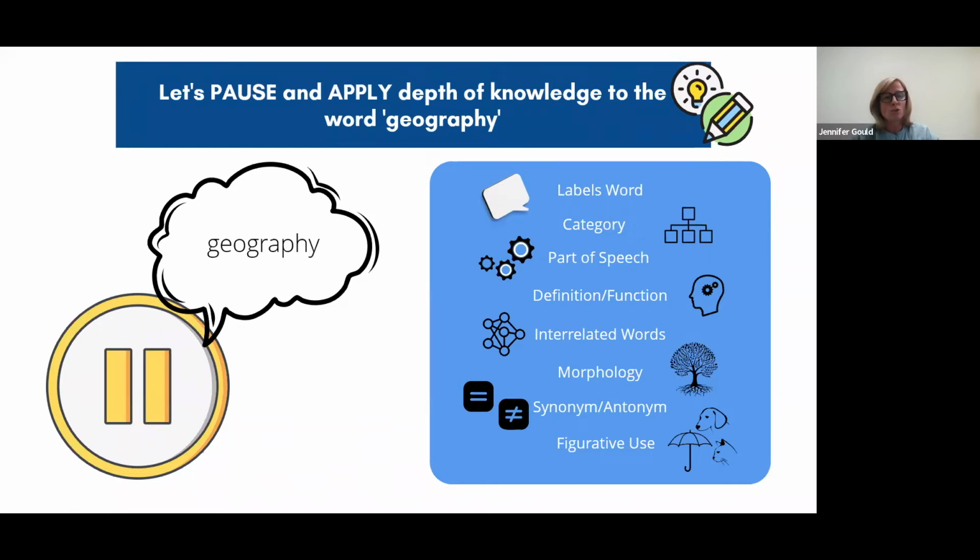So now it's your turn with the word geography. We're going to encourage you to grab a Post-it or a piece of paper to record your ideas. Consider how well you know this word geography, or how many different facets of the word you can list. For example, can you provide a category, the part of speech, definition, or do you know the morphology? So I will give you a minute or two.